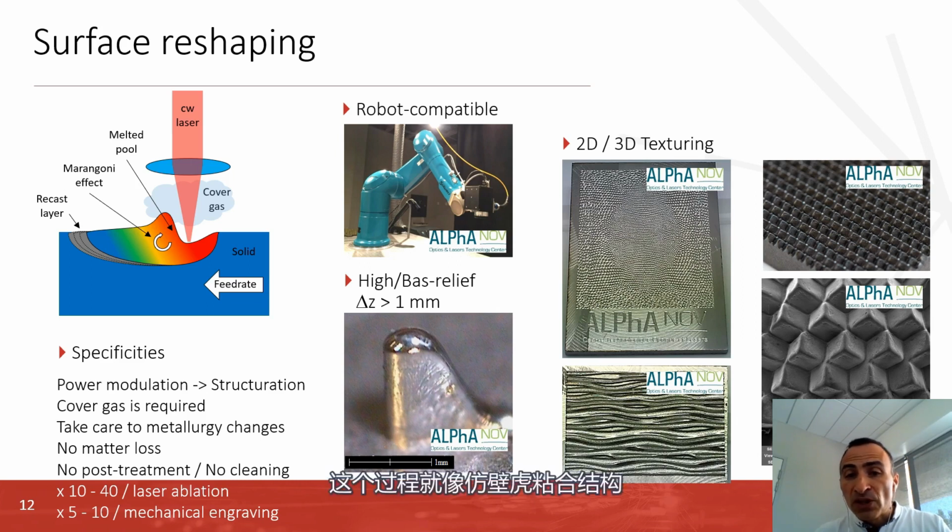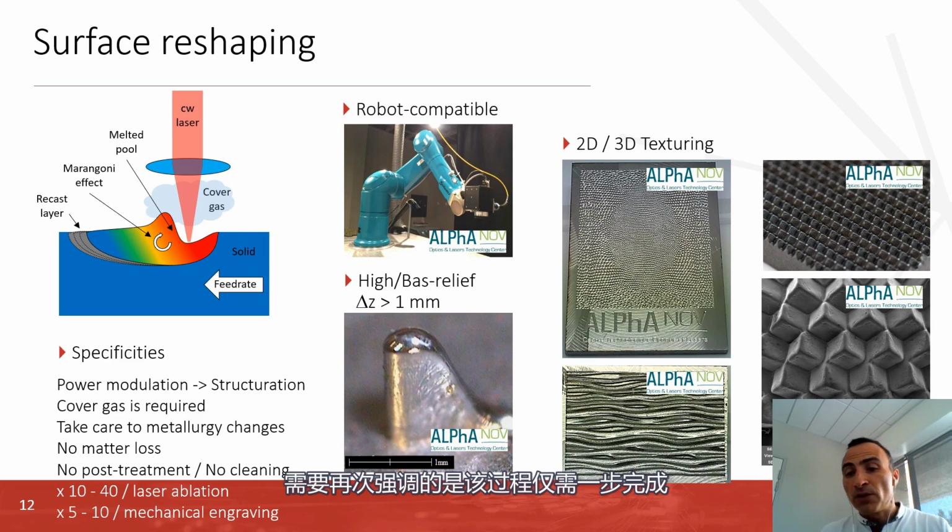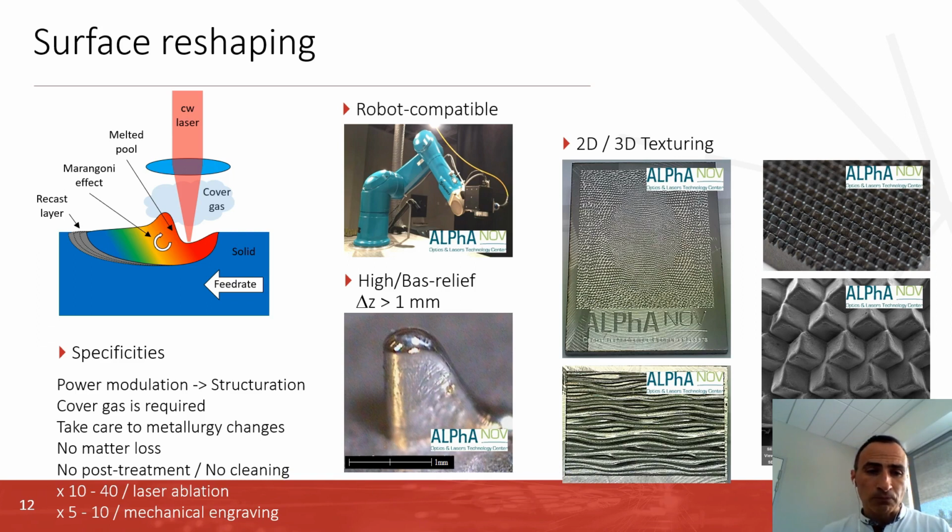This is, for instance, a gecko-like structure. This is a wave structure, and this is a structure with positive and negative angle. I would like to underline that it is a single-step process. There is no post-treatment and no cleaning. The structuration speed is much faster than laser ablation itself, 10 to 40 times compared to laser ablation, and 5 to 10 times compared to mechanical engraving.